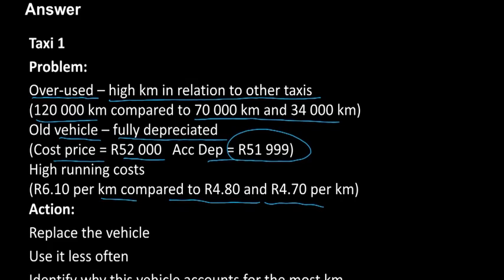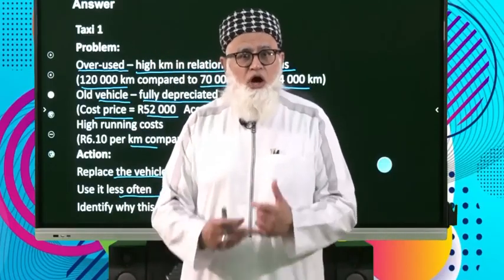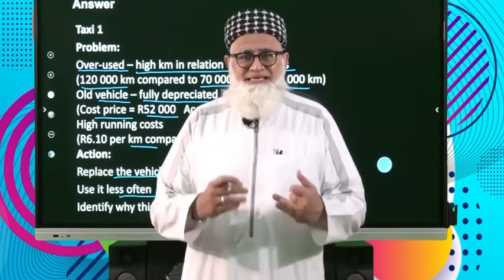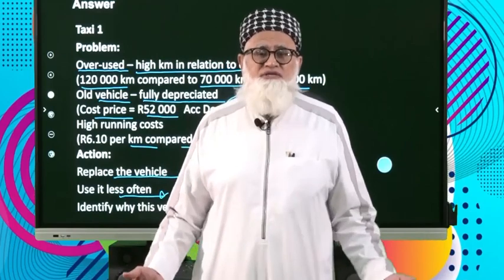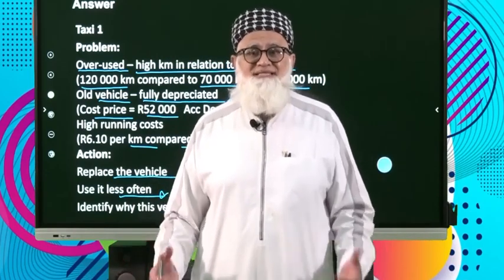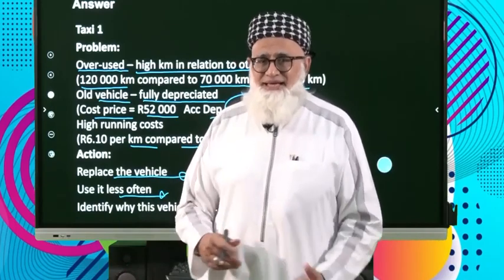What action do we take? Number one, obviously, you have to replace the vehicle. Number two, use it less often and identify why this vehicle accounts for the most kilometers. Clearly, an indication to you that this vehicle is being overused. It's the oldest vehicle in our fleet, yet it covers the most number of kilometers, and obviously it's time to now replace that particular vehicle. Okay, that's taxi 1 done and dusted.